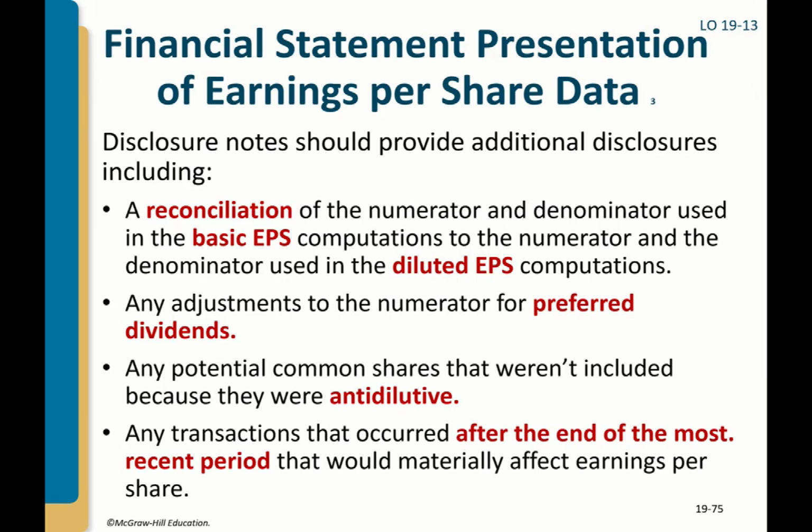Disclosure notes should provide additional disclosures, including a reconciliation of the numerator and denominator used in the basic earnings per share computations to the numerator and denominator used in the diluted earnings per share computations. Any adjustment to the numerator for preferred dividends, any potential common shares that were not included because they were anti-dilutive, and any transactions that occurred after the end of the most recent period that would materially affect earnings per share.